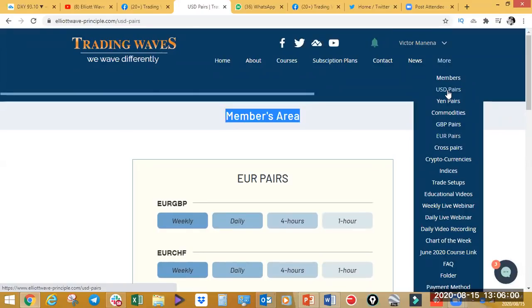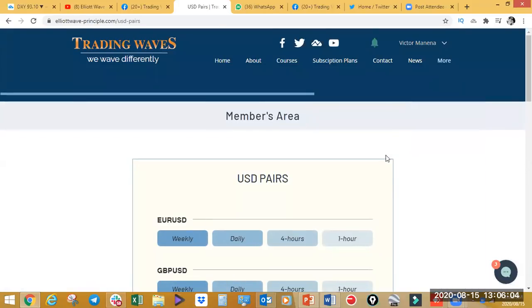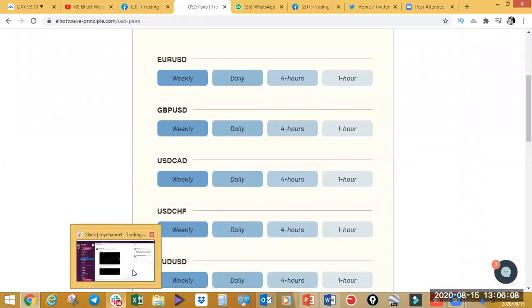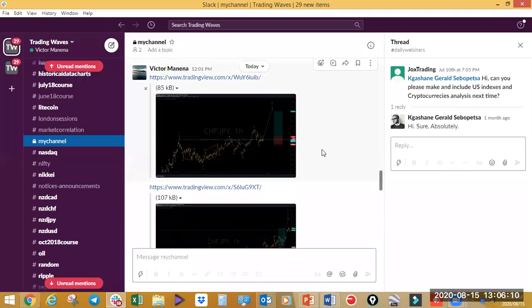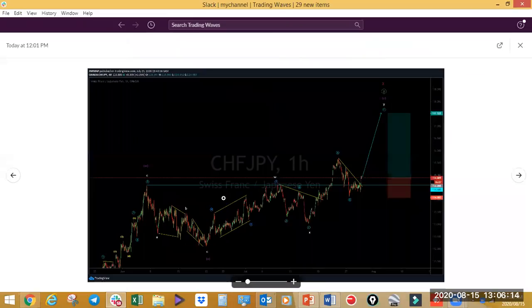Before we go to the current charts on TradingView, let's have a look at how we forecasted this. Before we get to that, let's just do a bit of a recap and look at some of the trade setups that we've looked at and traded in the week. One of the setups was CHFJPY.